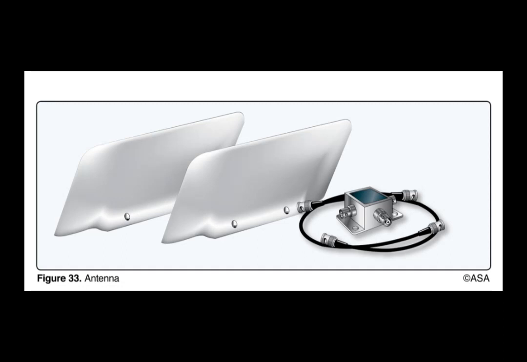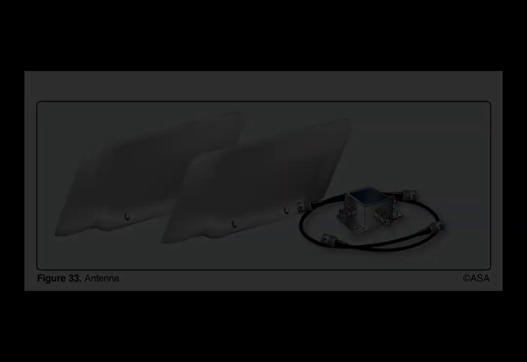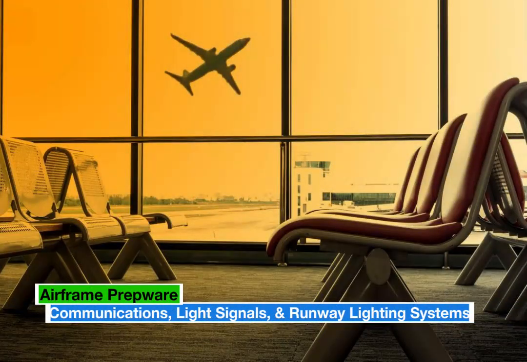Refer to Figure 33. What kind of antenna is this? A VOR/glidescope antenna. A DME antenna should be installed on the aircraft in a position that will not be blanked out by the wing when the aircraft is banked.